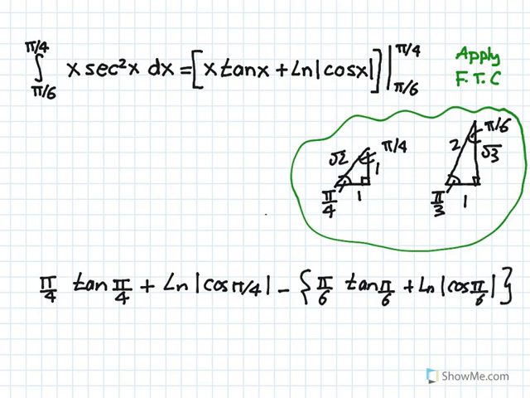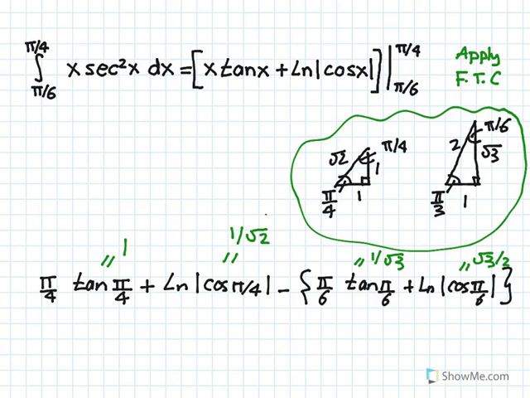All right, we know tangent of pi over 4, that's just opposite over adjacent, and looking at the first triangle, that's just going to be 1 over 1. So this part is going to be just 1. Cosine of pi over 4, that's adjacent over hypotenuse. From the first triangle again, we get 1 over root 2. So we get log of 1 over root 2. And tangent of pi over 6, that's going to be opposite over adjacent, that's going to be 1 over root 3. So this part is 1 over root 3. And cos of pi over 6, that's going to be adjacent over hypotenuse, that's going to be root 3 over 2.